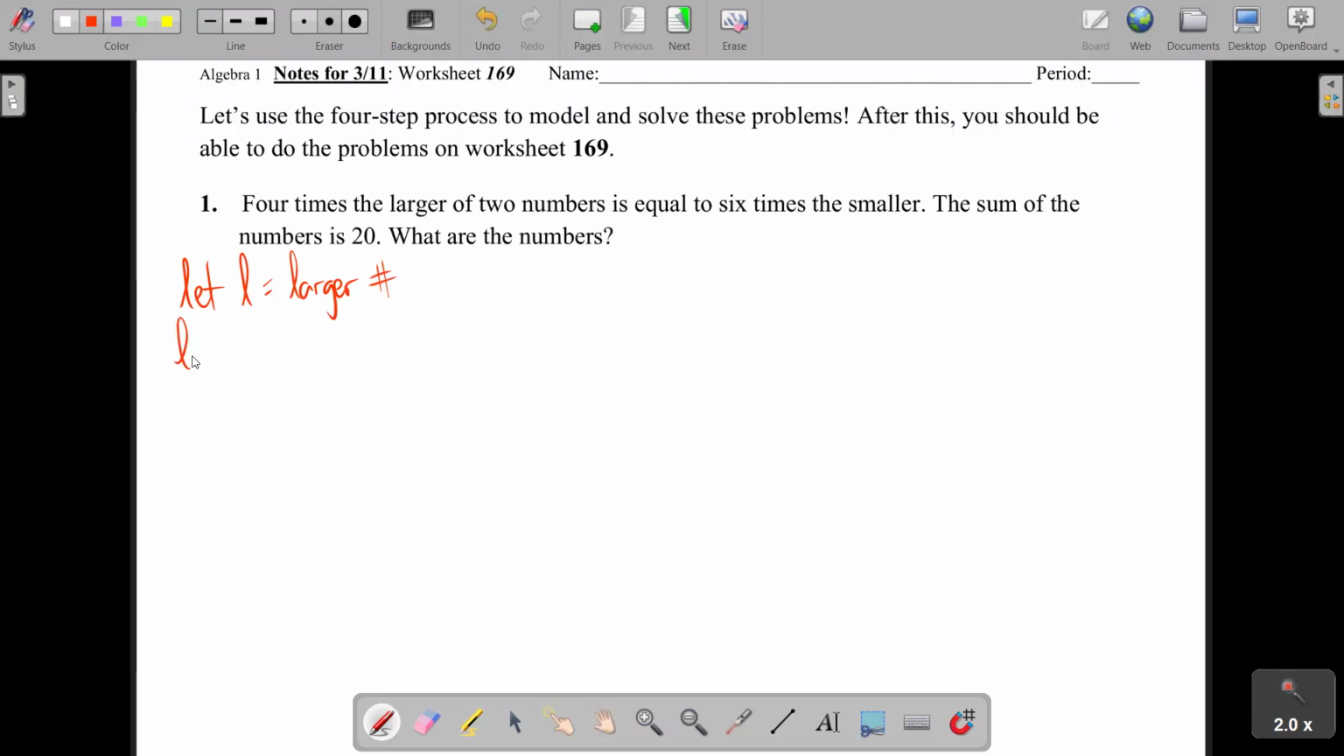And of course, I feel like this has got to be the 10th time by now that you've done a problem just like this. And then S is going to be the smaller number. All right, good. Step one in the books.